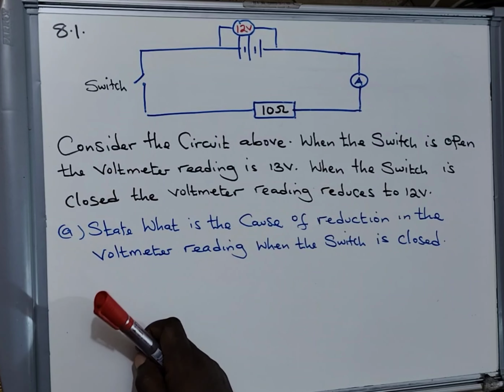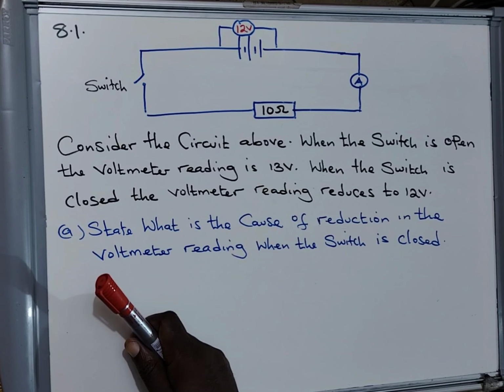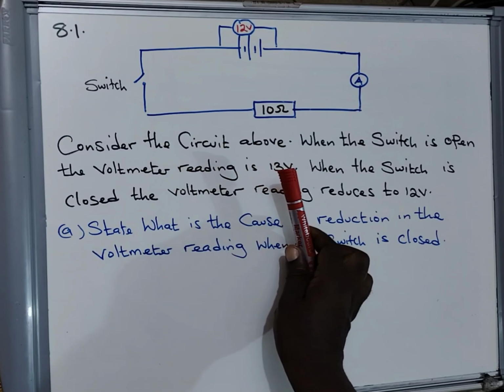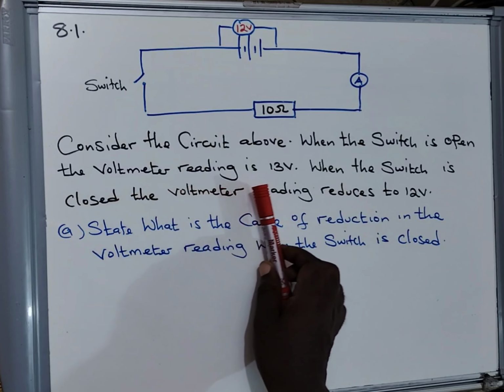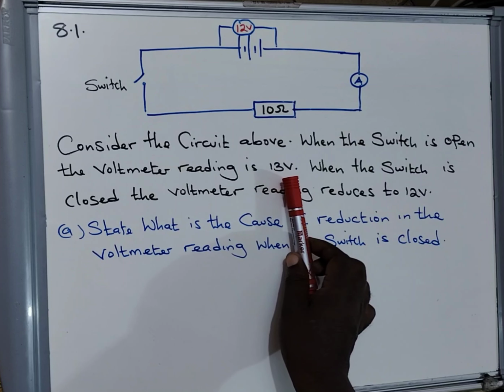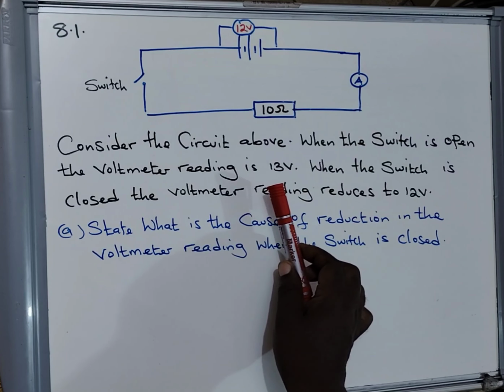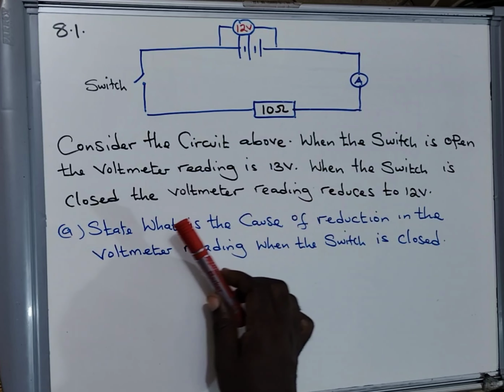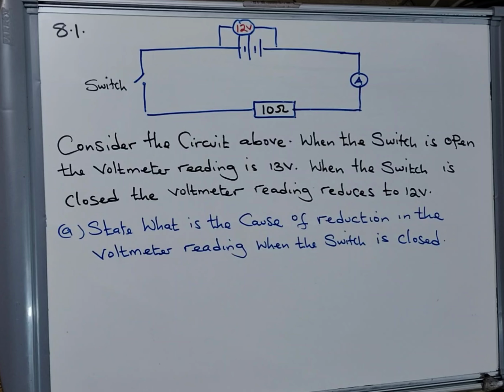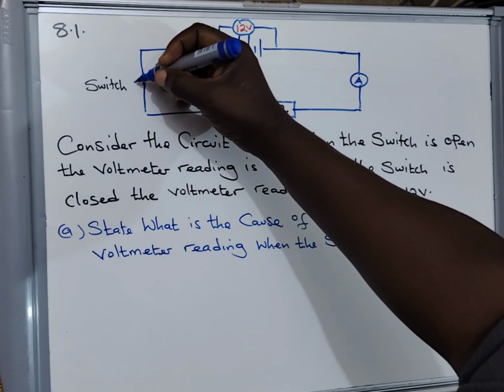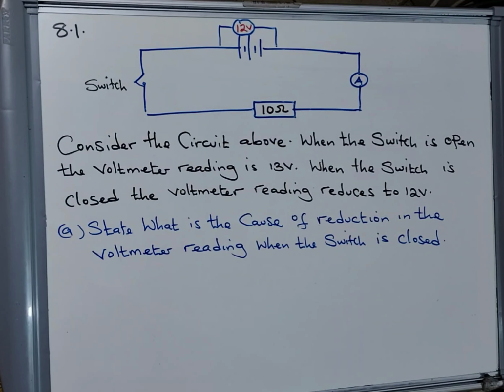We are looking at this question. It says, consider the circuit above. When the switch is open, the voltmeter reading is 13 volts. When the switch is closed, the voltmeter reading reduces to 12 volts. So when we close this one, that's the reading we get, 12 volts.